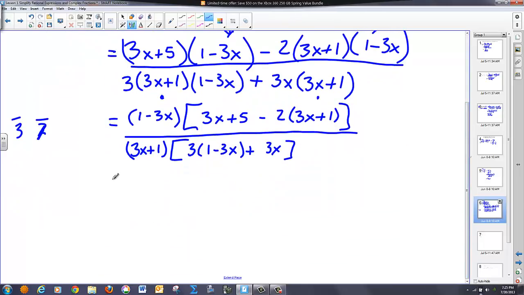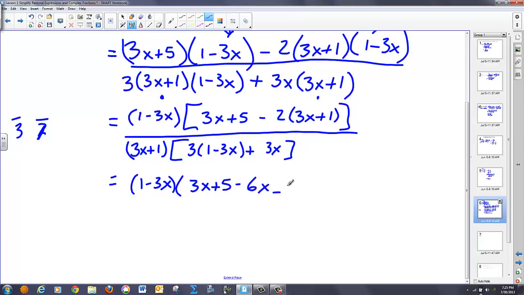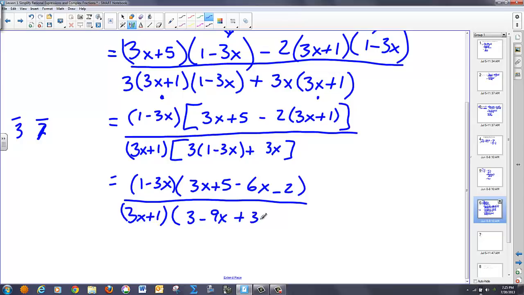In moving through that, I have 1 minus 3x multiplied by 3x plus 5 minus 6x minus 2. That's all over 3x plus 1 multiplied by 3 minus 9x plus 3x. Again, let's simplify a little bit, and we end up with the following.